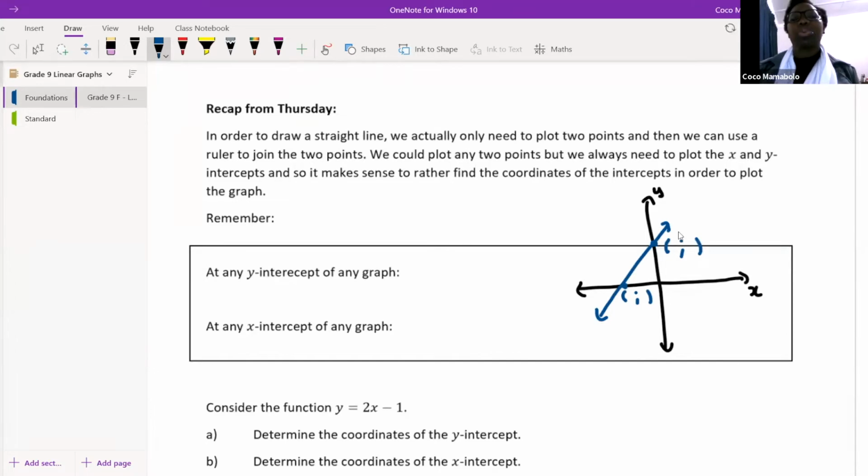So anybody who was with us on Thursday, do you remember if we want to find the y-intercept, and this one over here, that point over there on the y-axis is called the y-intercept. How do we find the y-intercept? Who can remember?